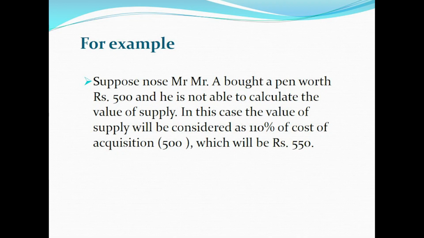Now, let us understand the calculation of the value of supply based on cost. Suppose Mr. A bought a pen worth rupees 500 and he is not able to calculate the value of supply. In this case, your value of supply will be considered as 110% of the cost of acquisition. What is your cost of acquisition here? The cost of the pen, which is 500. So, when you apply rule 4, 110% of 500, your value of the supply will be rupees 550.